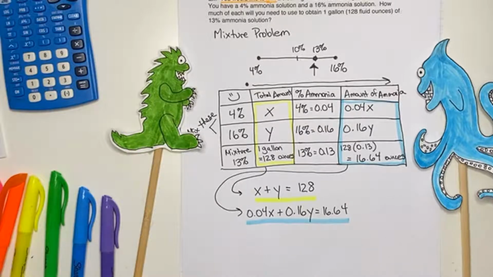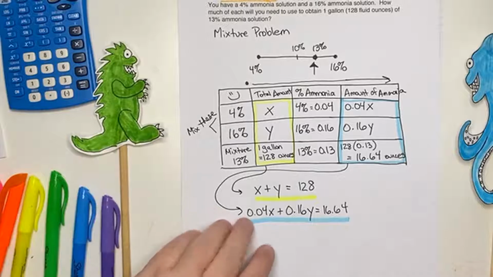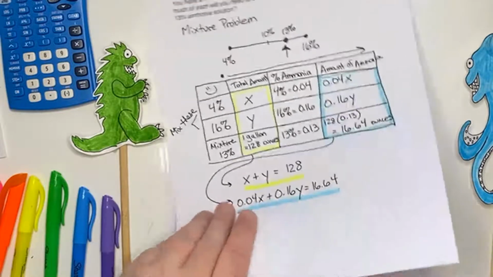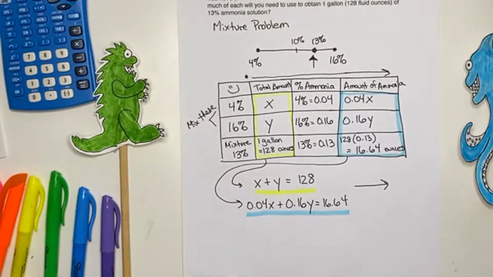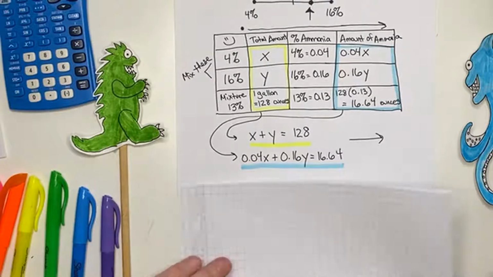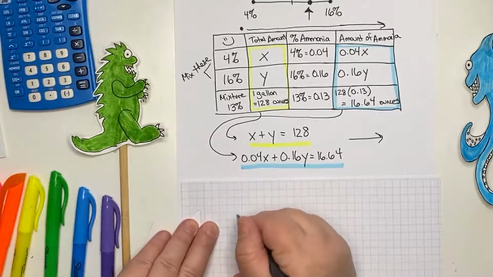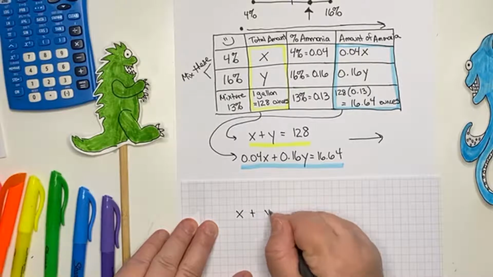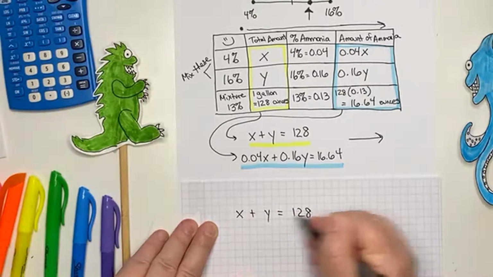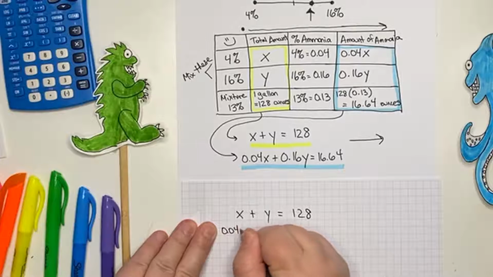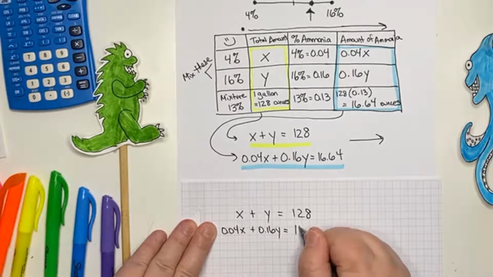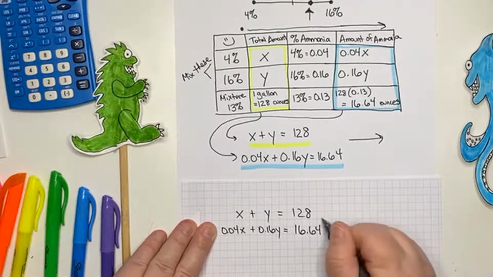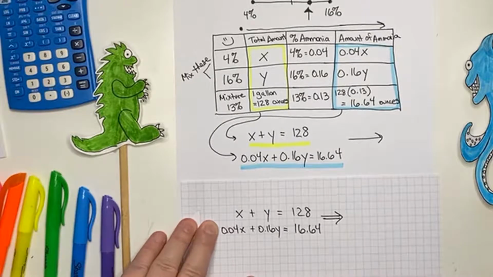Yay! Okay, now these are complicated enough that I'm not even going to try to start. I'm going to say, you know what? We're going to write this all on another page because this is too much. So I've got x plus y equals 128 and 0.04x plus 0.16y equals 16.64. And I'm going to use elimination.